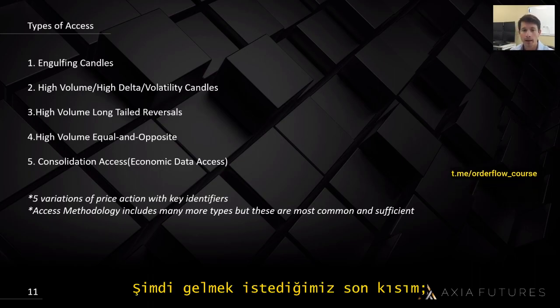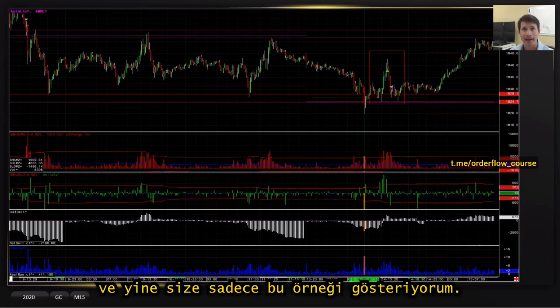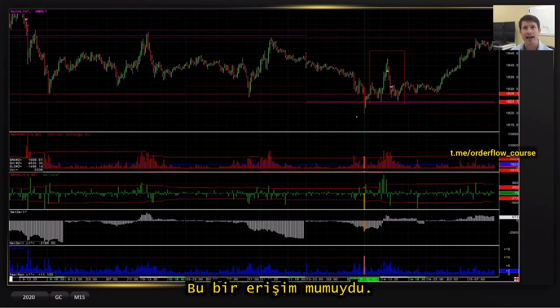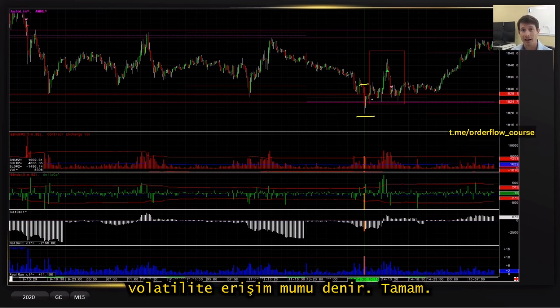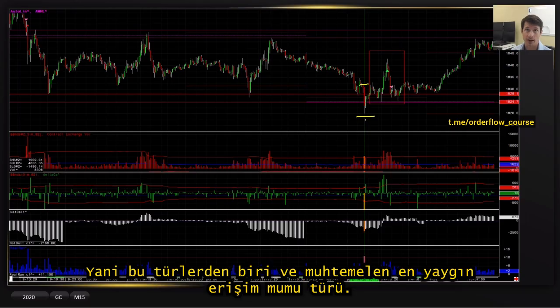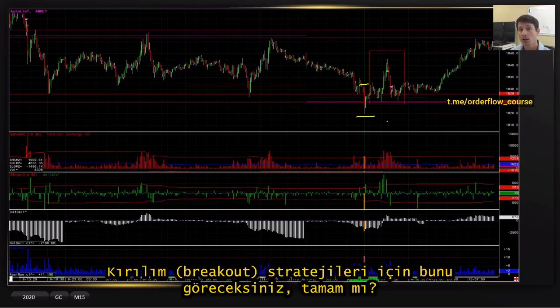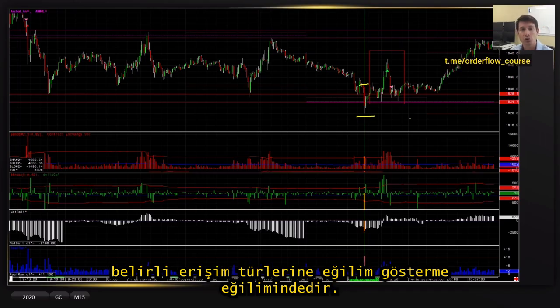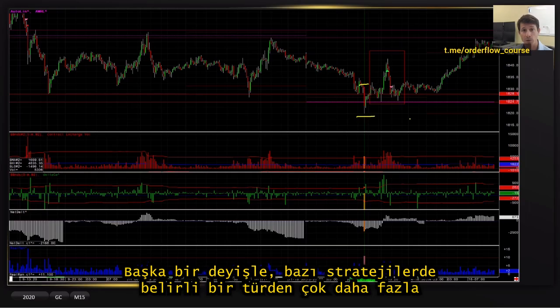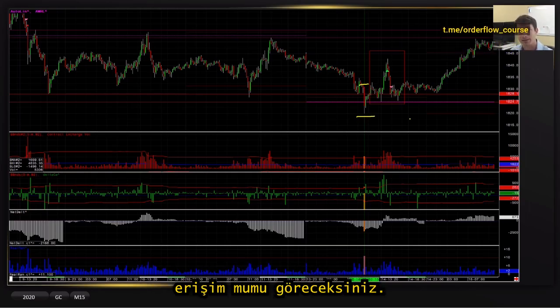Now, the last part we want to get to, and again, I'm just showing you this example. This was the access candle, and this would be called simply a high volume, high delta, volatility access candle. That's one of the types, and probably the most common type of access candle you will see for breakout strategies. Now, what we're going to deal with, and that's why we included it in the template, is that various strategies have a tendency to lean towards specific types of access. In other words, in some strategies, you're going to see a great deal more access candles of a specific type.